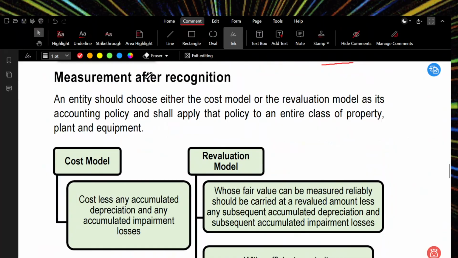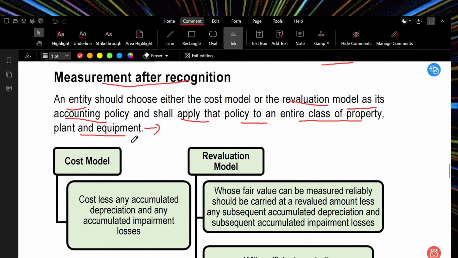Measurement after recognition. What is the measurement? The entity should choose either a cost model or a revaluation model as its accounting policy, and shall apply the policy to the entire class of asset, plant, and equipment. So if they follow a model for valuation, that model should be applied to all the assets. One asset class, one model. So in the pack of assets, every asset has the same valuation model. What is a cost model? Cost model, revaluation model.